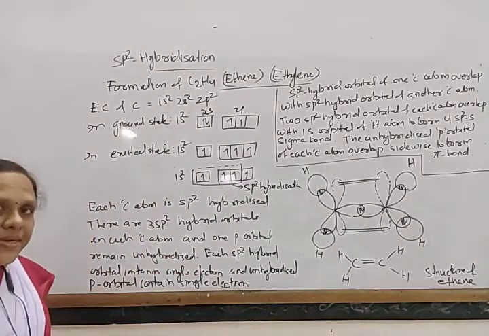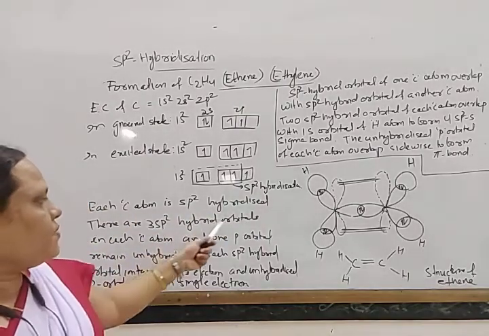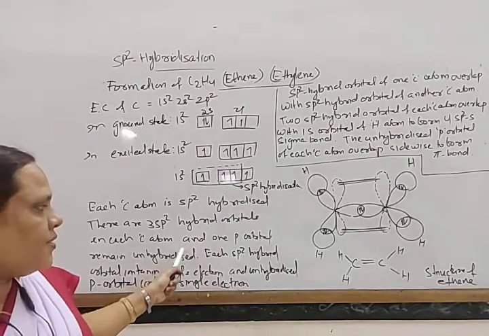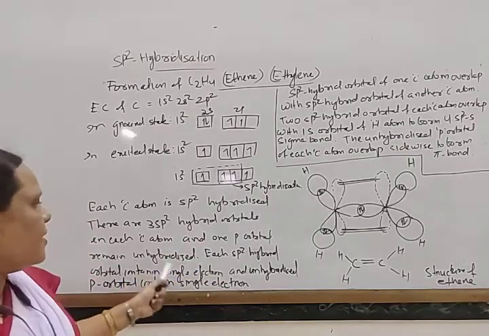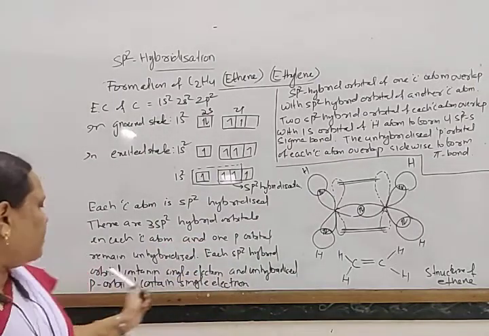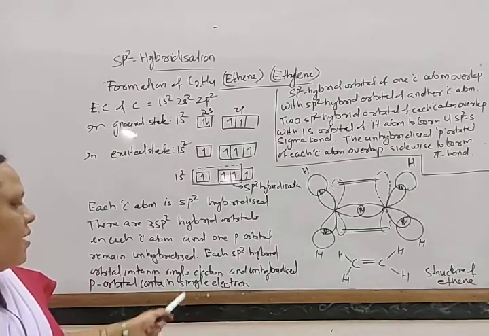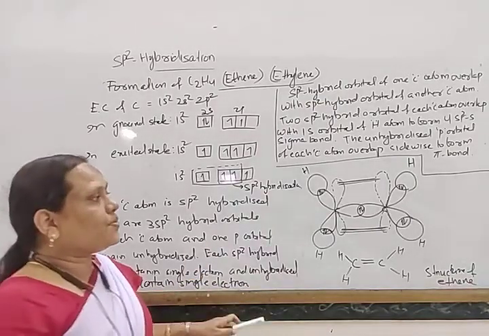So look here again. Each carbon atom is sp2 hybridized. There are 3 sp2 hybrid orbitals in each carbon atom, and one p orbital remains unhybridized. Each sp2 hybrid orbital contains a single electron, and the unhybridized p orbital also contains a single electron.